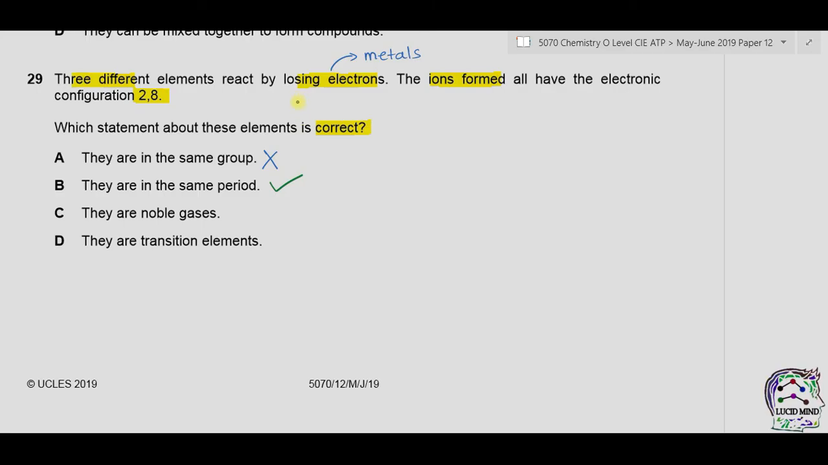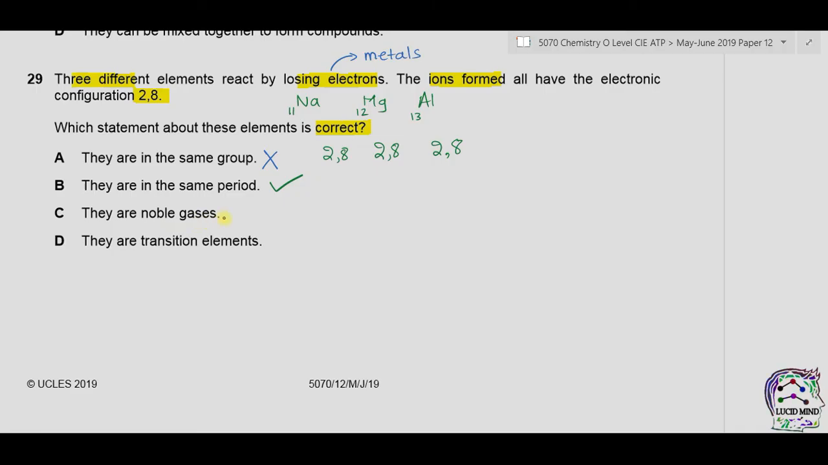For example, if we have sodium which has 11 electrons, then magnesium which has 12 electrons, then aluminum which has 13 electrons. After loss of electrons, the electronic configuration of sodium will be 2, 8. For magnesium again it will be 2, 8 because it will lose 2 electrons, and aluminum will lose 3 electrons, so the electronic configuration will be 2, 8. So B could be the correct option.